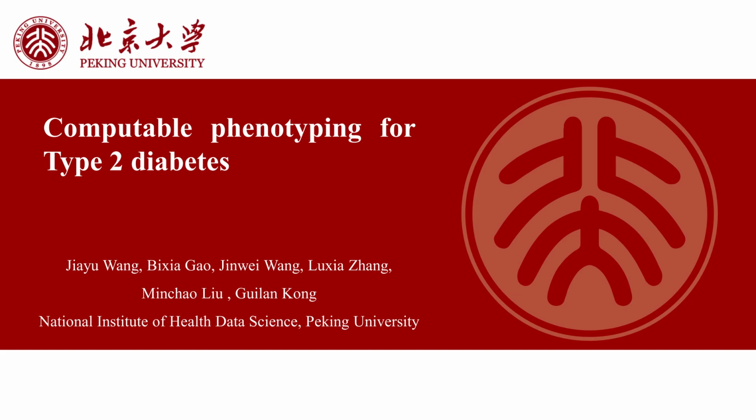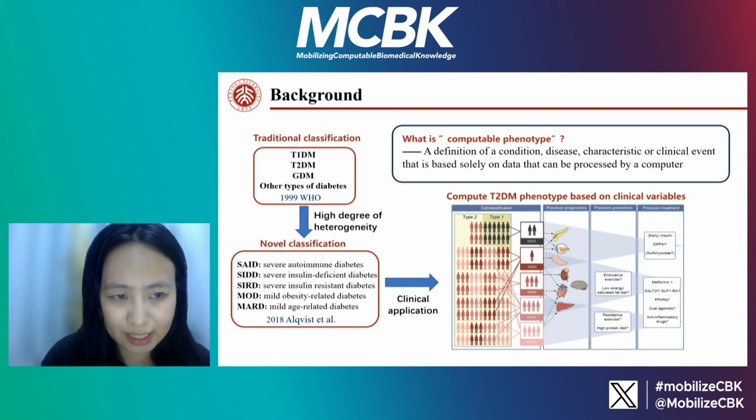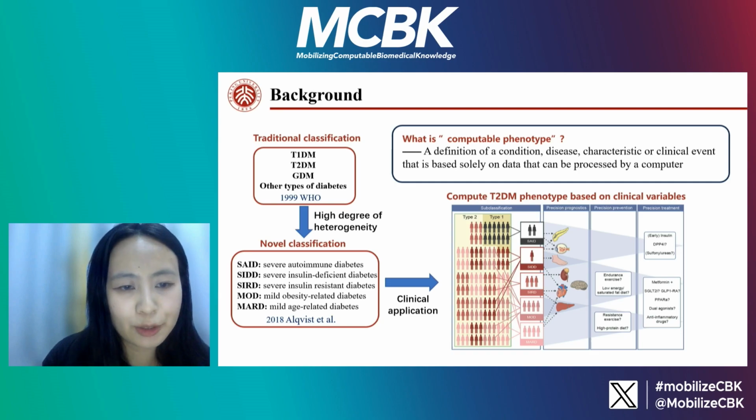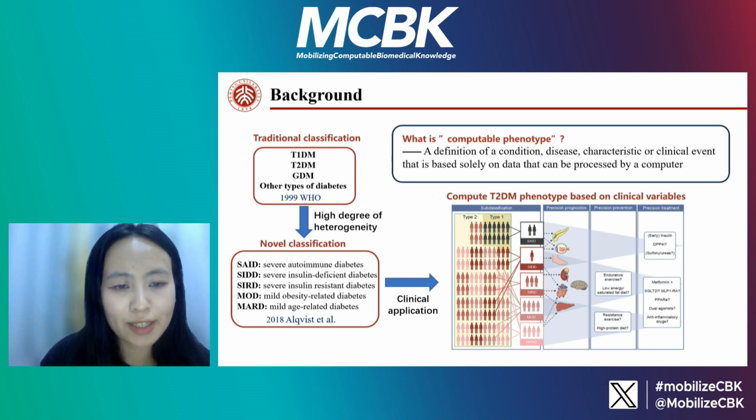Hello, everyone. My name is Jiayu Wang. I come from National Institute of Health Data Science of Peking University. The title of my presentation is Computable Phenotyping for Type 2 Diabetes. Diabetes is a serious public health problem around the world. Conventionally, diabetes was classified into two types, type 1 and type 2. In practice, due to the high degree of heterogeneity among diabetes, the clinical characteristics and outcomes of type 2 diabetes patients are very different as well.